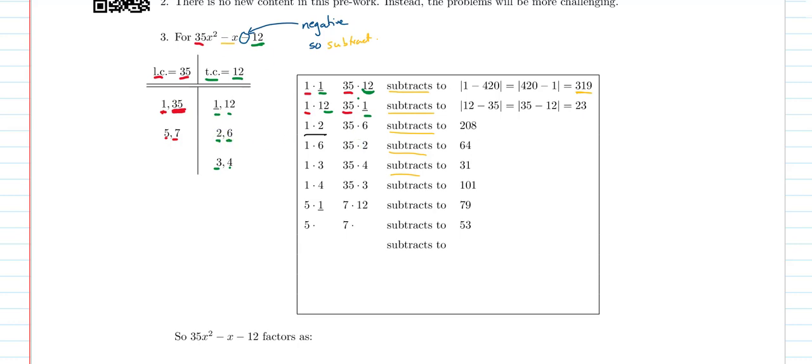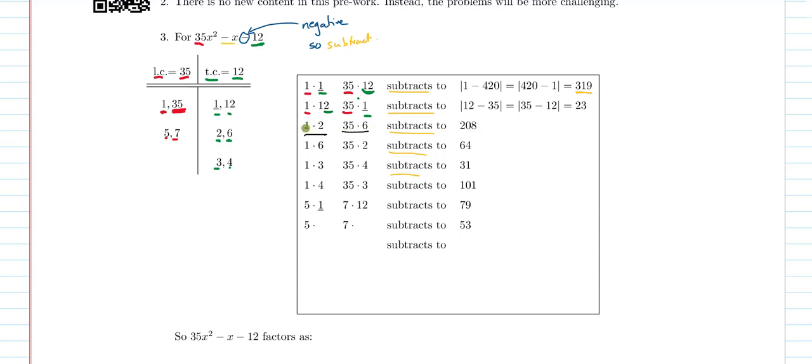So there's where I did the 35 times 6. 35 times 6 is 210. There's no way that's going to subtract. I'm going to subtract one from the other to get the absolute value of 208. There's no way that's going to work. So you don't even need to do that computation.